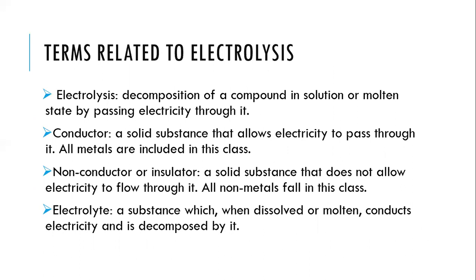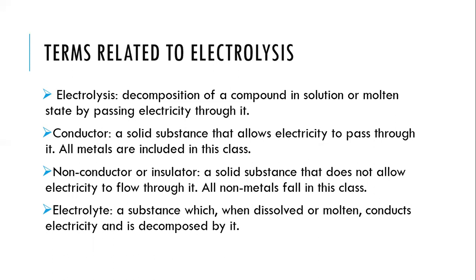A conductor is a solid substance that allows electricity to pass through it. Now, all metals are included in this class. Non-conductors, also known as insulators, are solid substances that do not allow electricity to flow through them. All nonmetals fall in this class.